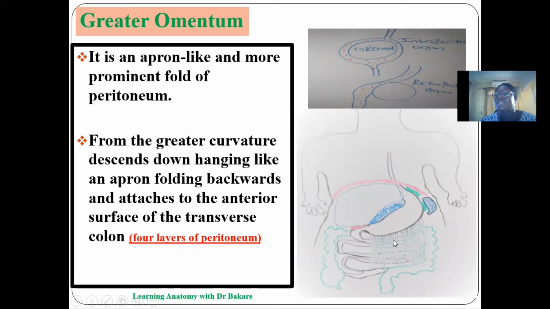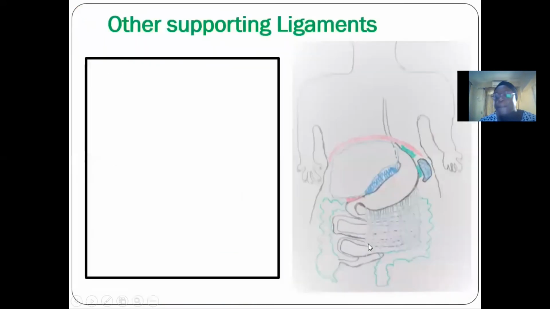So that is why you see that the greater omentum is made up of 4 layers instead of the normal 2 layers that is seen in the lesser omentum, because it descends down and turns over itself, thereby creating a 4-layered structure around that region. So this is the greater omentum.